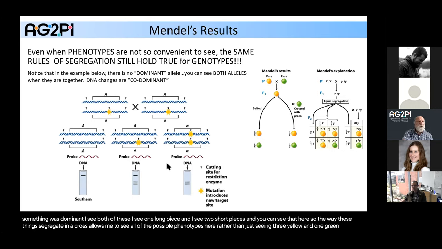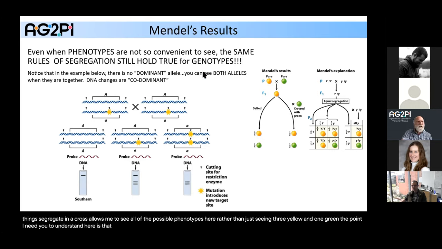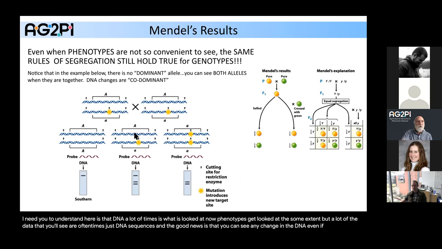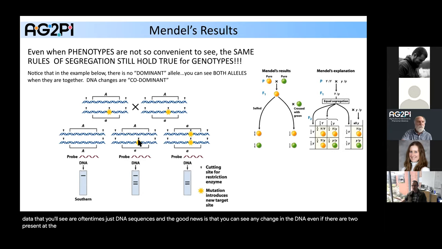The point I need you to understand here is that DNA, a lot of times, is what is looked at now. Phenotypes get looked at to some extent, but a lot of the data that you'll see are oftentimes just DNA sequences. And the good news is that you can see any change in the DNA, even if there are two present at the same place at the same time. So two different versions of the same gene.